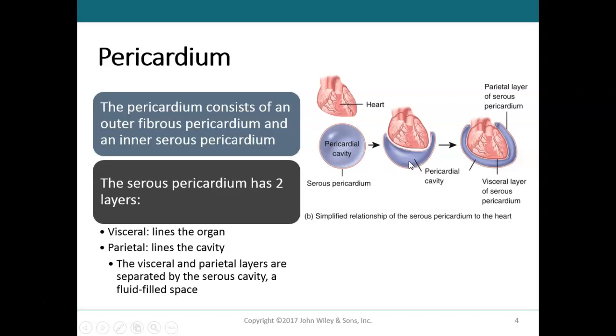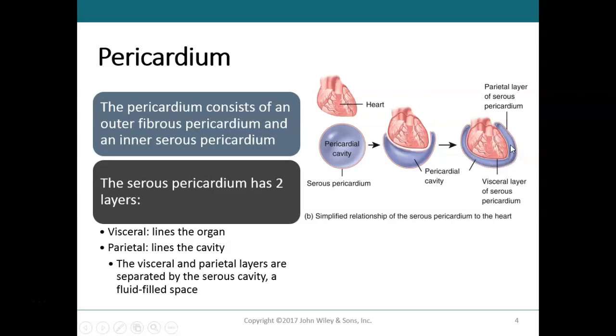So that's exactly what happens with these two serous membranes. The heart is surrounded by the inner part of that serous membrane, which is the visceral pericardium. Remember, viscera means organ. The outer part of the cavity is lined with the parietal serous membrane, the parietal pericardium. Between those two layers is the cavity.